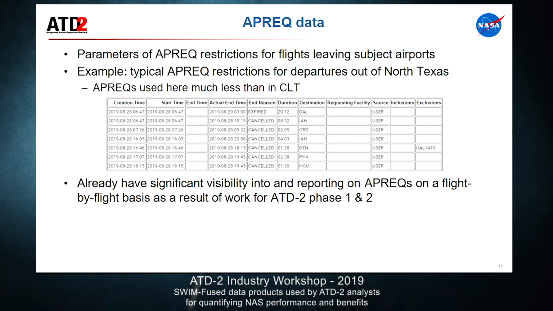But we also now capture the overall scope of the restriction: when it started, when it ended, to what destination, and how long it was in place. We also capture some inclusions and exclusions. So here's an exclusion: for whatever reason, that United flight was excluded that day. We have pretty good visibility into that already from the flight level, but this is just completing the circle because we have this data.